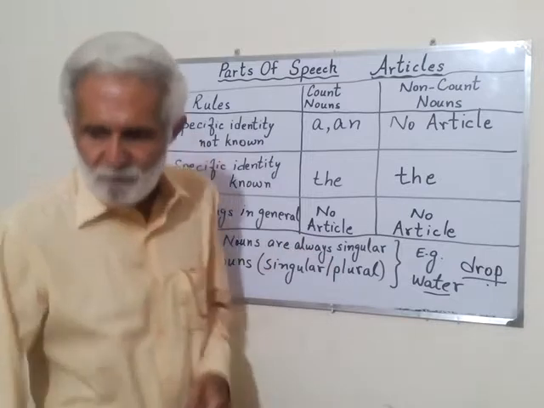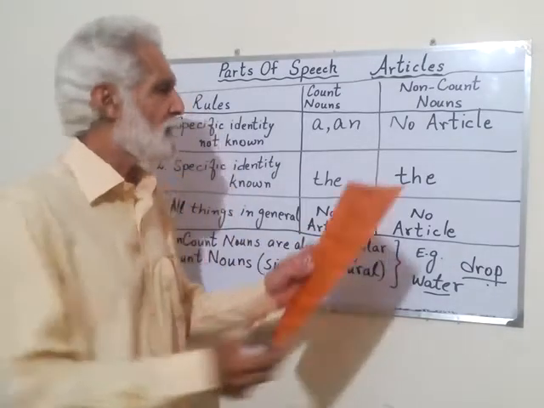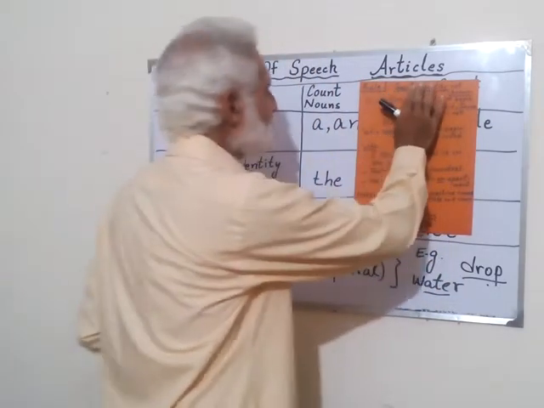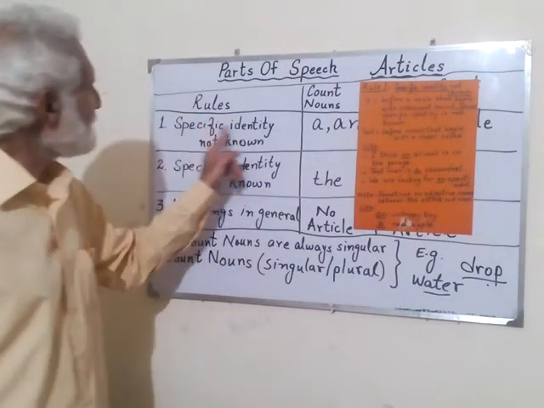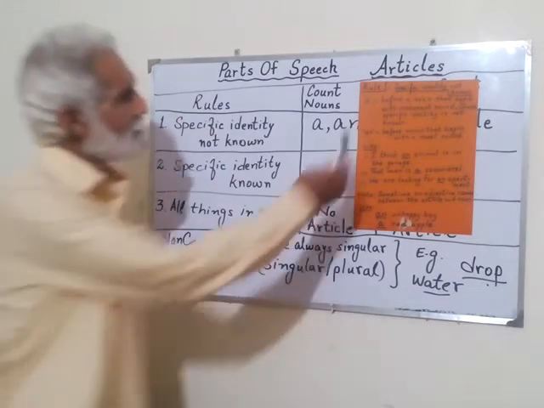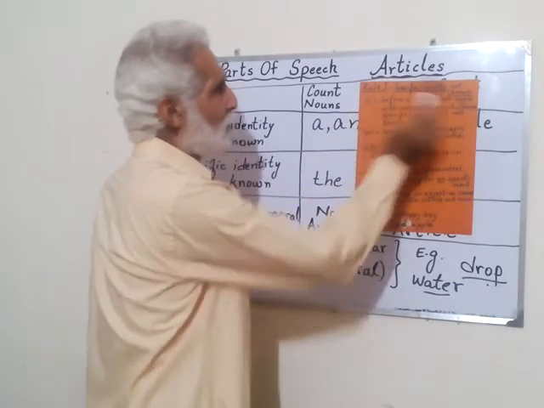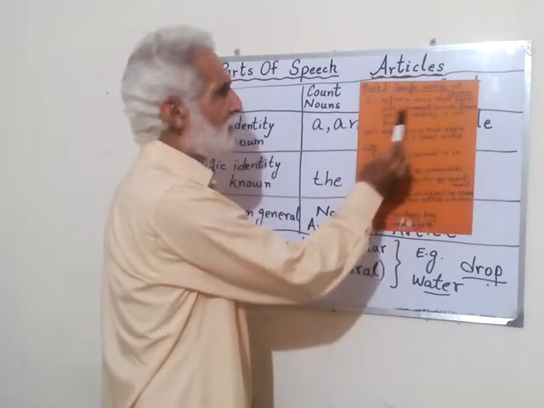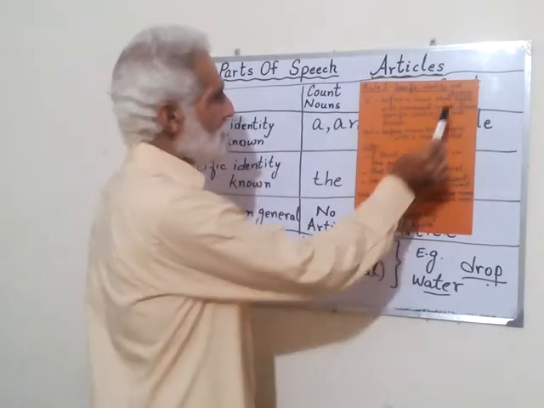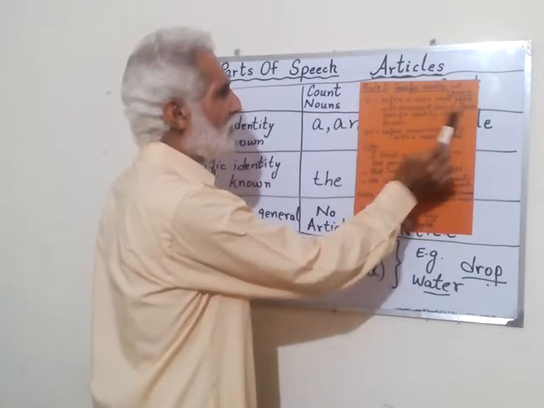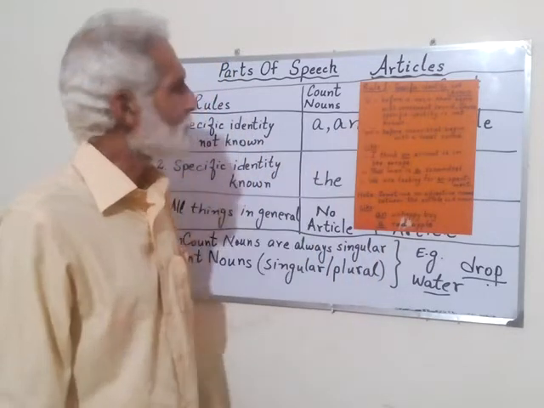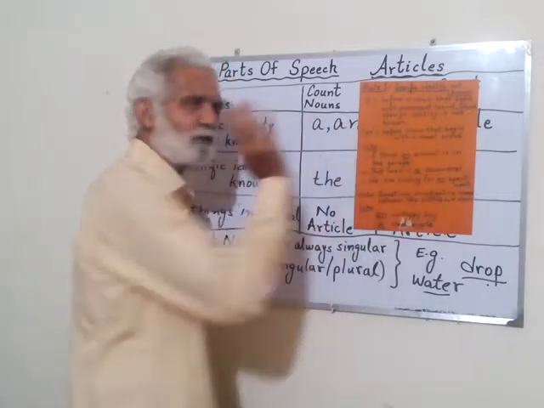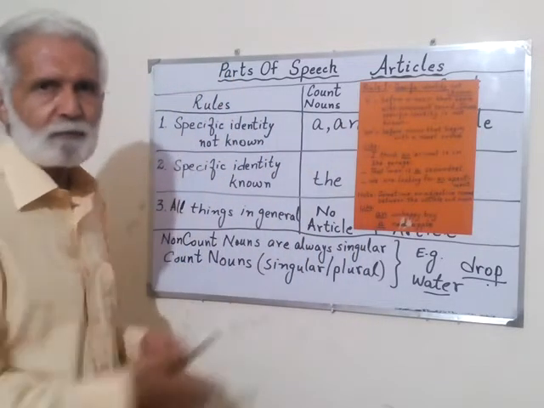So remember, when I say specific identity, now look here. Rule number 1. Now I will explain all the 3 rules in detail. Rule number 1 says specific identity not known. Before a noun that begins with a consonant sound, whose specific identity is not known, we will use a. Before a vowel sound, we use an. That I have explained to you before this.